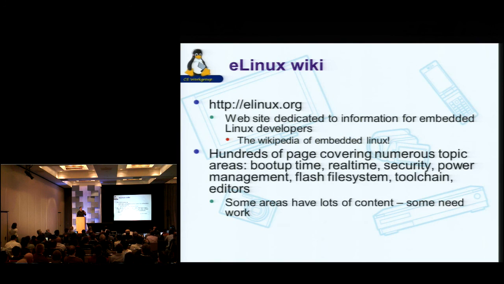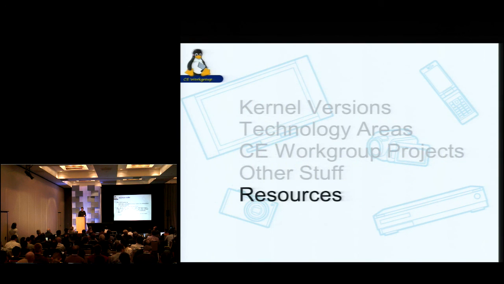The eLinux Wiki is also a really good site for getting lots of information. There are hundreds of pages covering lots of different topics. As with a lot of wikis, it's got an uneven quality level throughout, so you might find an area with stale information. But there's a lot of good information still applicable in all kinds of different areas for embedded Linux. Make sure that you use that resource, and if you have things you want to contribute, feel free to go up there and do that.